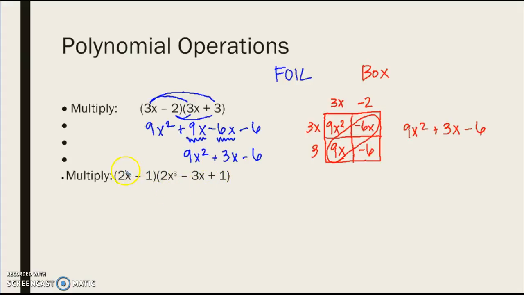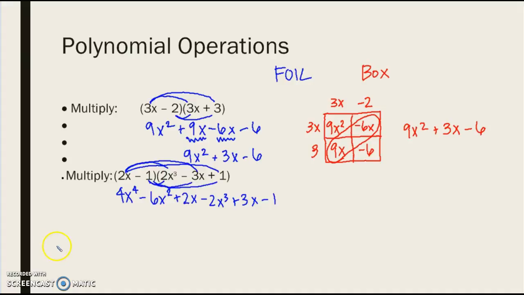Alright, so if you're doing FOIL, I'm going to do 2x times 2x cubed, which is 4x to the 4th. Right, I got 1x here, 3x's here, gives me 4x's. Then I got to do 2x times negative 3x, which is negative 6x squared. And then 2x times 1, which is just 2x. And then I got to do the same thing with negative 1. Negative 1 times 2x cubed is negative 2x cubed. Negative 1 times negative 3x is a positive 3x. And negative 1 times positive 1 is negative 1.